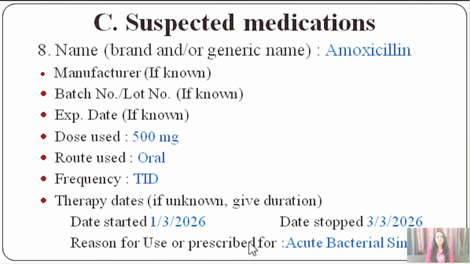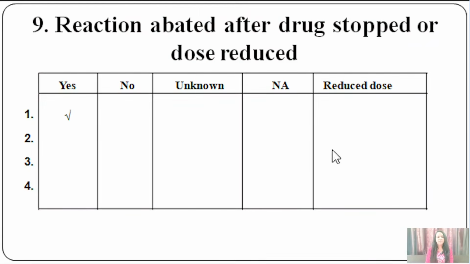Then the reason for use or prescribed for. Amoxicillin here was prescribed for acute bacterial sinusitis, so that indication you have to fill up here. Now, reaction abated after the drug stopped or dose reduced. This part you have to write yes, because in this patient the reaction disappeared once the drug was stopped. If the reaction has not disappeared, then you have to tick mark the no section. If you do not know about this part, then you have to tick mark that it is unknown or not applicable. And if the drug dose is reduced, then you have to tick mark here. So this is the section where you just tick mark whatever is applicable.